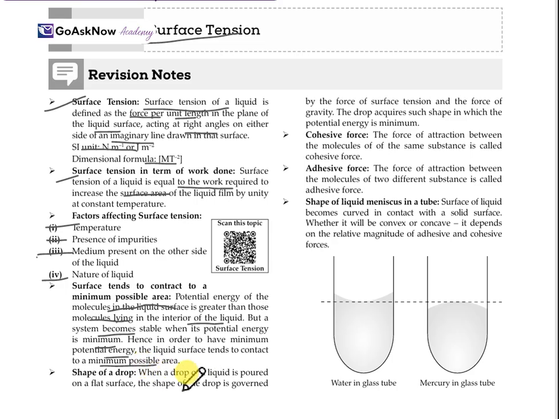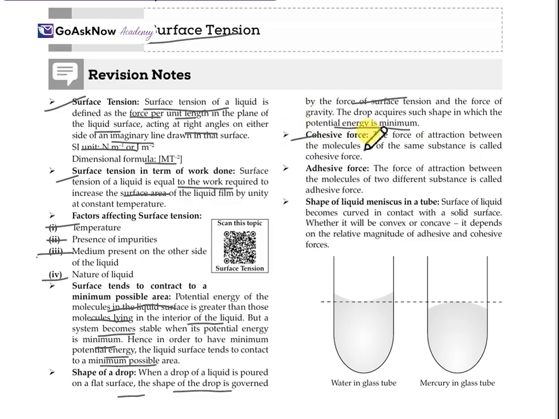Now, shape of a drop. When a drop of liquid is poured on a flat surface, the shape of the drop is governed by the force of surface tension and the force of gravity. The drop acquires such a shape in which the potential energy is minimum. This is the shape of a drop.